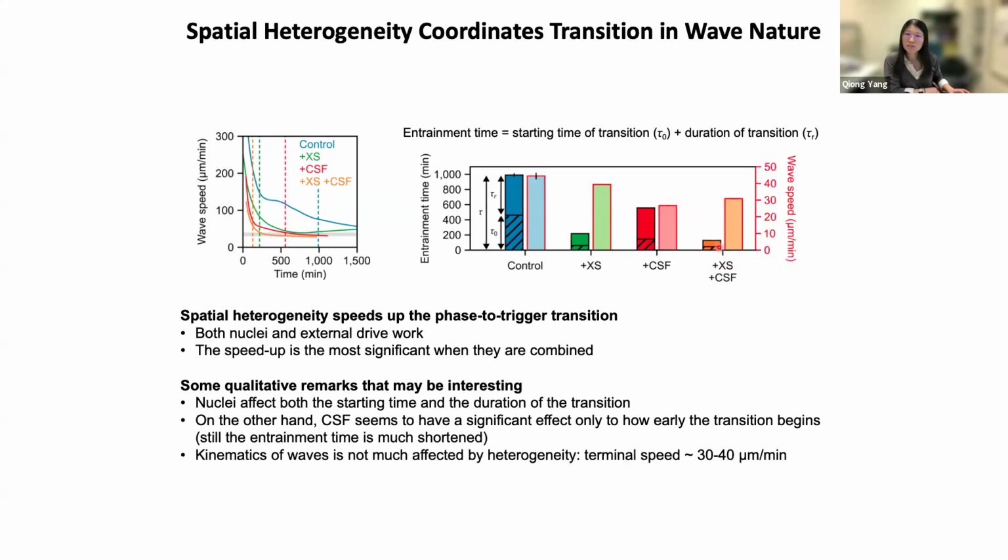What's also interesting is that even though the nuclei and the CSF dipping, which both increase heterogeneity in space, can help entrainment of the waves from phase to trigger wave, the kinematic property of the wave is not affected by heterogeneity. We see that the terminal speed is always stable at about 40 microns per minute, and that is even true for the bistable waves.